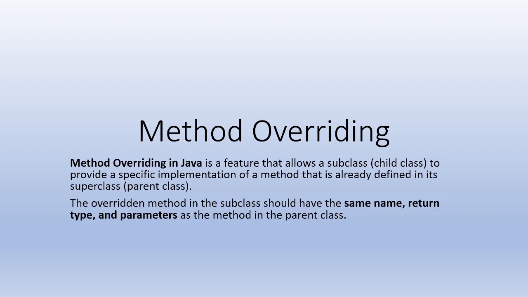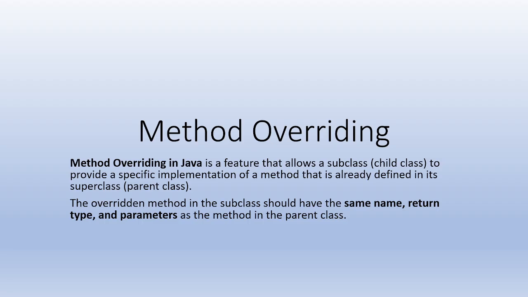So in this video I'm going to explain one of the fundamental concepts of OOPS using Java, and this concept is called method overriding. So what is method overriding? Method overriding in Java is a feature that allows a subclass, meaning a child class which is a child to some parent class, to provide a specific implementation of a method that is already defined in its superclass, or we can say parent class.